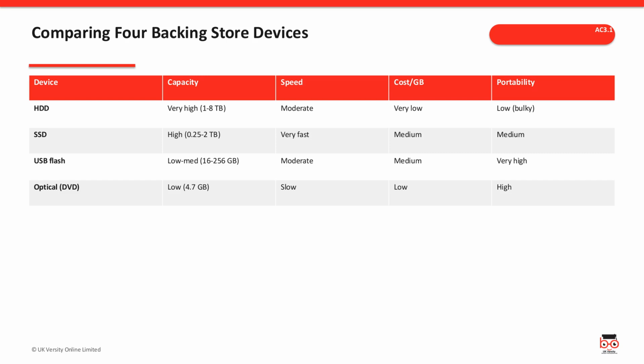This table sets four devices against each other across capacity, speed, cost, and portability. You can see the HDD offering enormous space very cheaply, but staying bulky. The SSD delivering blistering speed at a higher price, the USB stick trading capacity for pocketability, and the DVD coming in slow and small but dirt cheap. There's no outright winner here. Each one wins on a different measure, and that's exactly the point.